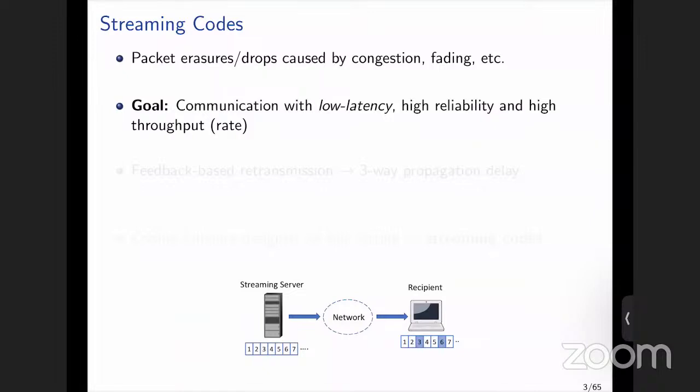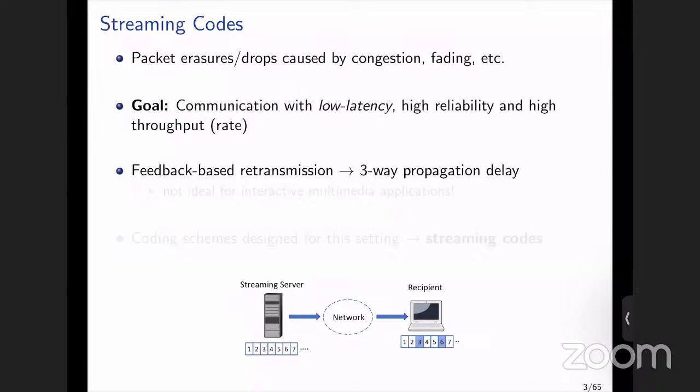Our goal here is to communicate whatever data we have. In the case of this figure, the streaming server wants to communicate all this streaming data to the recipient. But it needs to do so with low latency, high reliability, and high throughput. I need to communicate with as little delay as possible, and I need to tolerate all these packet erasures or drops. I also need to introduce as little redundancy as possible to make this happen, so I need high throughput.